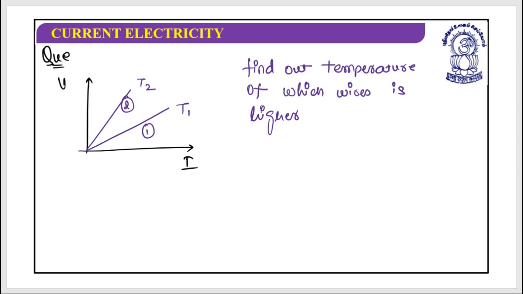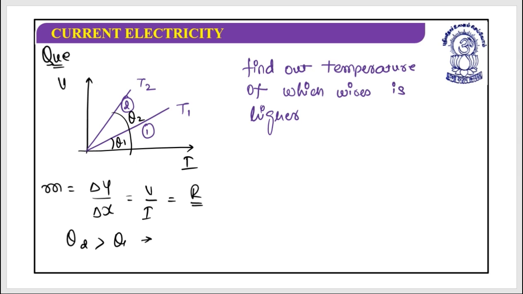So let's do the same thing. Let's calculate the slope. It's delta Y by delta X, and here it's V by I. When I say V by I, that means I'm going to have resistance as the slope. In the previous case it was 1 by resistance, here it is the resistance itself. So if I observe this carefully, it's theta 1, it's theta 2. So if theta 2 is greater than theta 1, that's why the slope is greater.